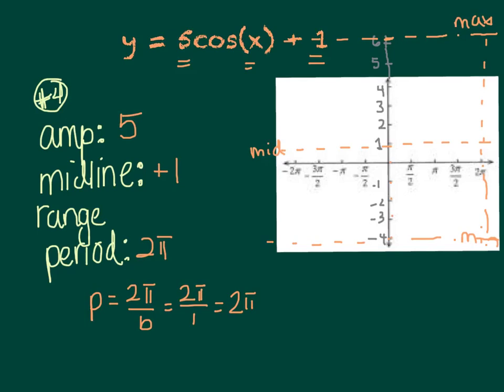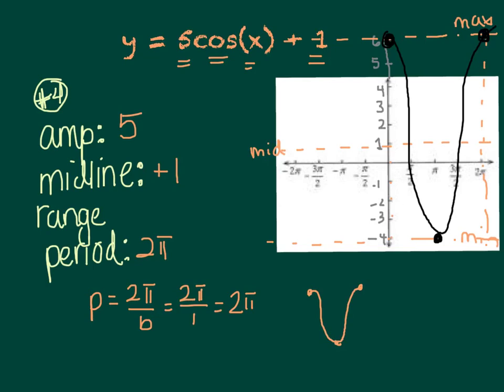And this time it's a cosine. So I know I start at a max, I swing down to the min halfway through the period, and then I'm back up at a max at the end. So I'm going to have a max on the y, a min halfway through at pi, and a max back up at 2 pi. And now I'm left to just connect my dots.